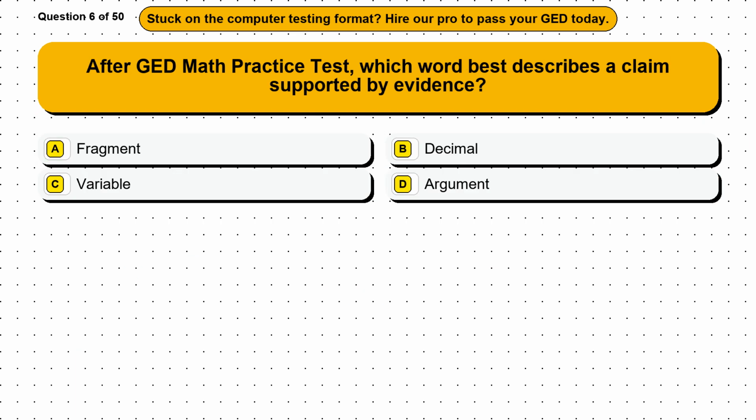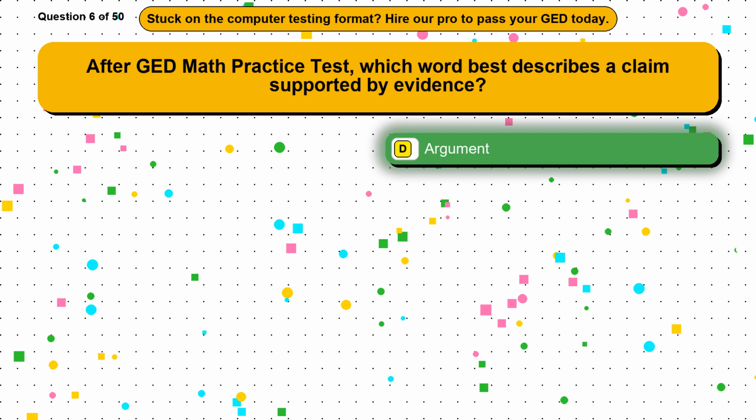Question 6. After GED Math Practice Test, which word best describes a claim supported by evidence? Option A, fragment. Option B, decimal. Option C, variable. Option D, argument. The correct answer is option D.